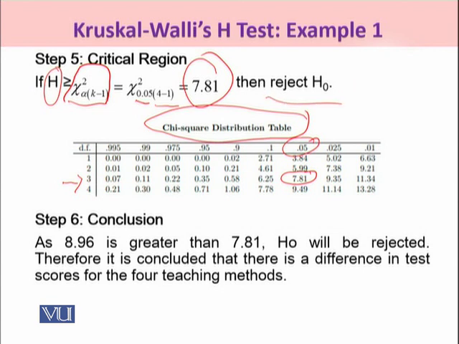Now the last step is to compare the calculated value with the tabulated value. As you know that the value we have calculated under H was 8.96, and as you can see, it is much greater than 7.81. That means we have insufficient evidence to accept H0. Therefore, it is concluded that there is a difference in the test scores for the 4 teaching methods using Kruskal Wallis H test.